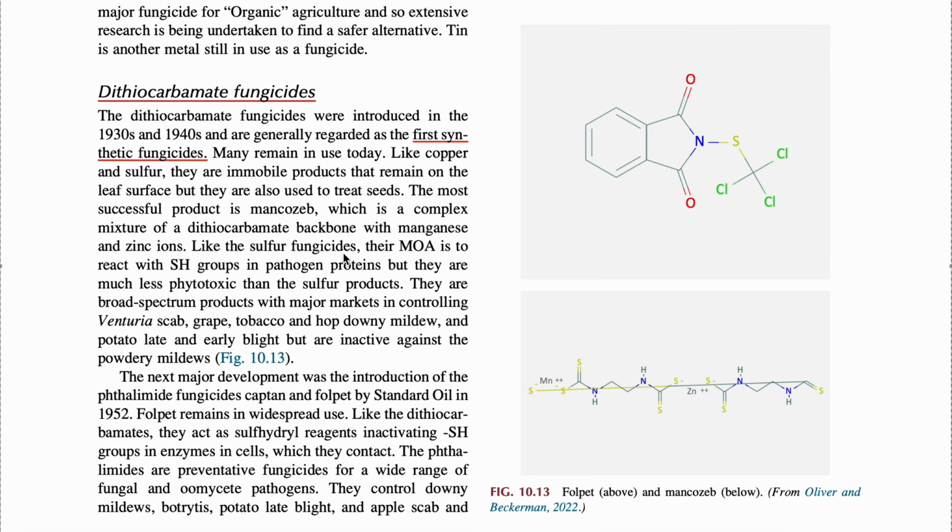Like the sulfur fungicides, their MOA, mode of action, is to react with SH groups, sulfhydryl groups, in pathogen proteins, but they are much less phytotoxic than sulfur products. They are broad spectrum products with major markets in controlling Venturia scab, grape, tobacco and hop downy mildew and potato late and early blight, but are inactive against the powdery mildews.